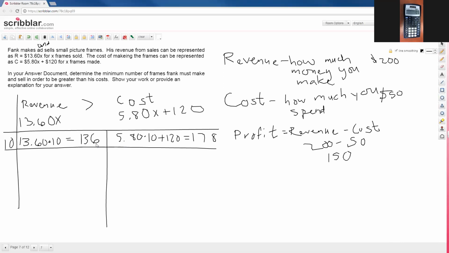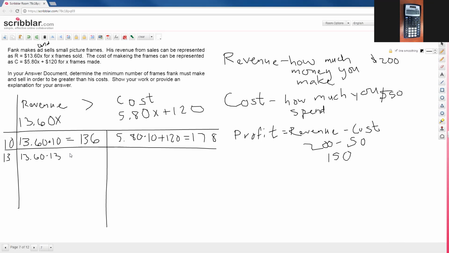What should we try next? We tried 10 frames. How many frames should we try next? Okay, 13. Some of you might have thought 13. Some might have jumped up all the way to 20. It doesn't matter. Guess and check. You kind of just have to take it as it comes and take your information to keep guessing again. So this time we're going to try 13.